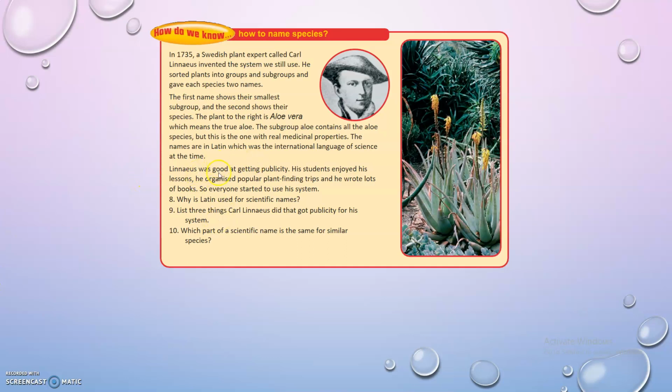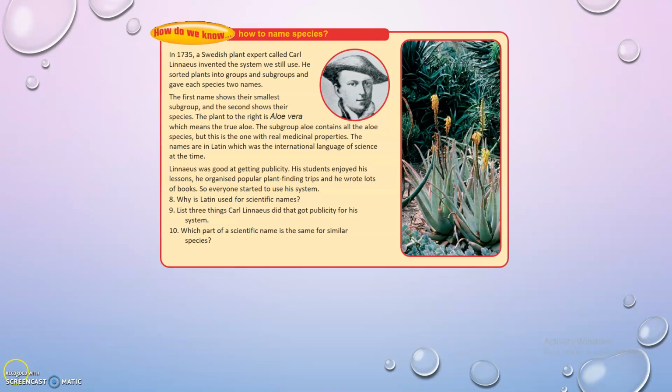Linnaeus was good at getting publicity. His students enjoyed his lessons. He organized popular plant finding trips and he wrote lots of books. So everyone started to use his system. So this system was universally accepted. Everyone understood it. For example, the scientific name of tiger is Panthera tigris. Lion is Panthera leo. So just like that, you can find a lot of scientific names of different species, plants as well as animals.